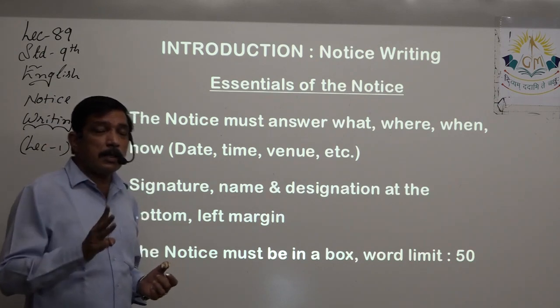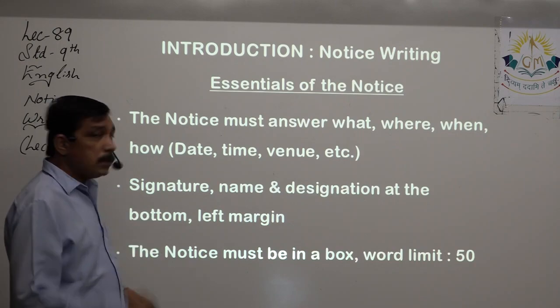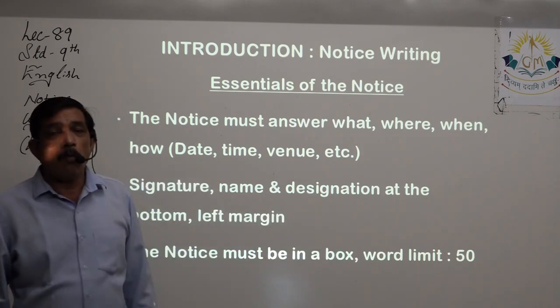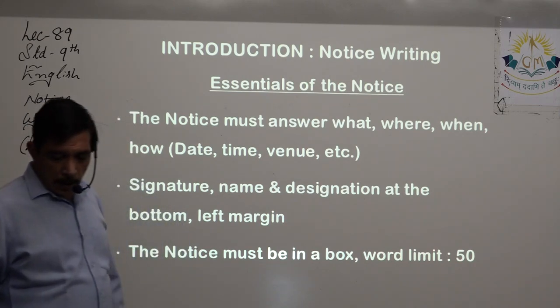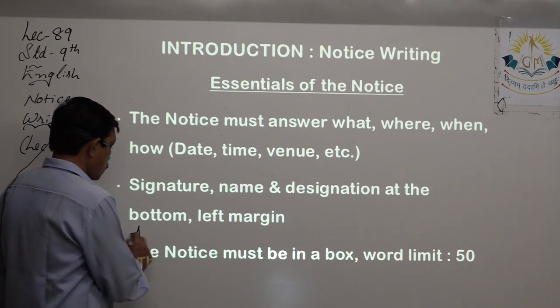The last three things that you are going to put in the notice, after that you put a fourth line, that is the bottom line: signature, name, designation at the bottom left margin. And the whole of the notice, very, very important, must be in a box.